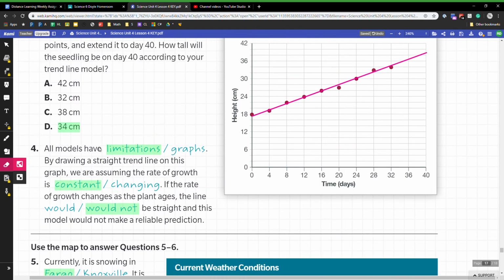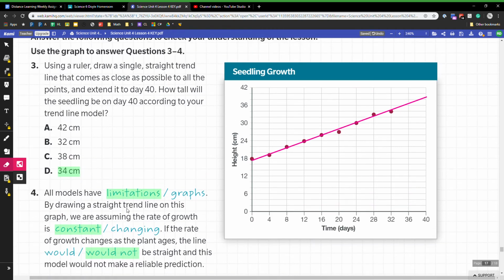And all models have limitations. By drawing a straight trend line on this graph, we are assuming the rate of change is constant. This is talking about a plant growing. The plant is always growing essentially at the same rate, which we know isn't true with plants because eventually they'd get to a certain size and they'd stop growing almost entirely. And if the rate of growth changes as the plant ages, the line would not be straight.